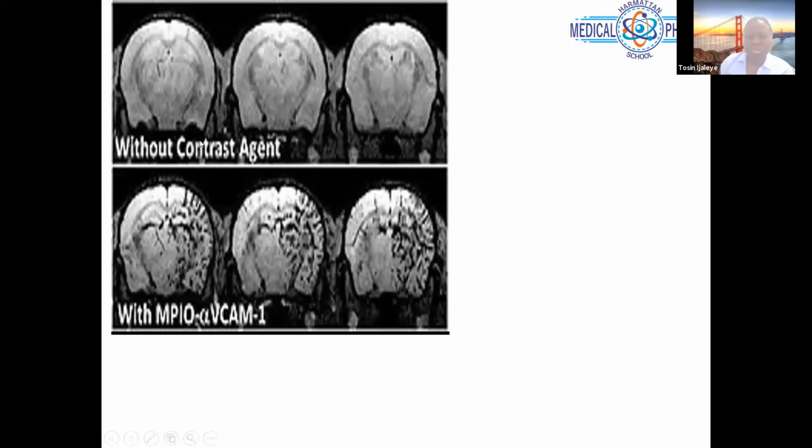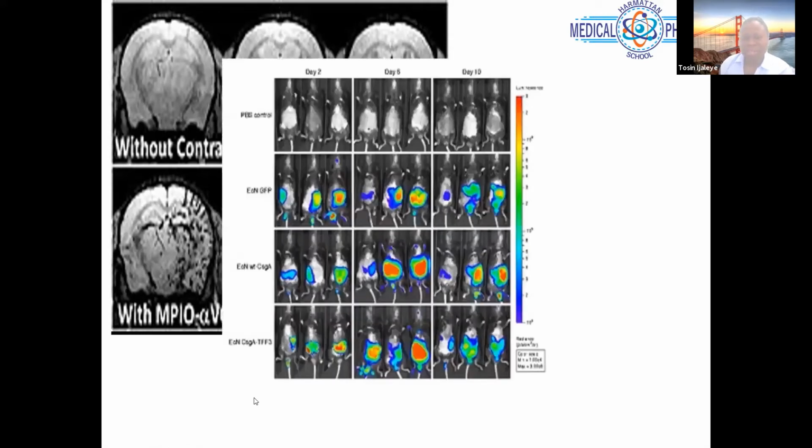Okay, so for instance, this is a typical image of an MRI, and where my pointer is shows the image without contrast agents. We can see, but now look at this. When it was given an MPIO alpha VCAM image, we can see it shows a part. This is the image of the brain. It shows a part and a more enhanced image, and that's the function of molecular imaging. It gives you more information about the part that is being imaged. And this is an example of an optical image where they use some fluorescence material.